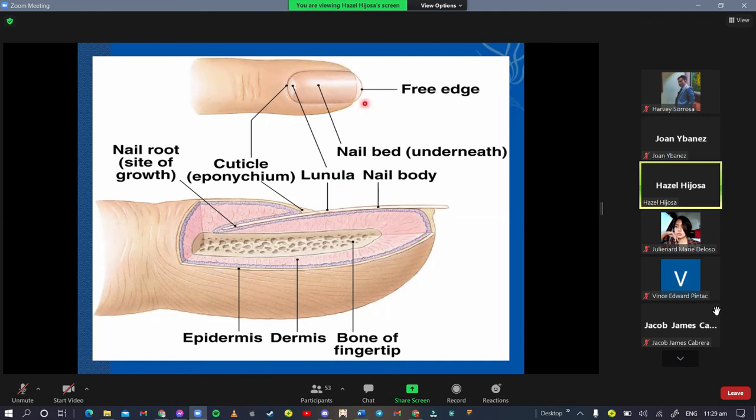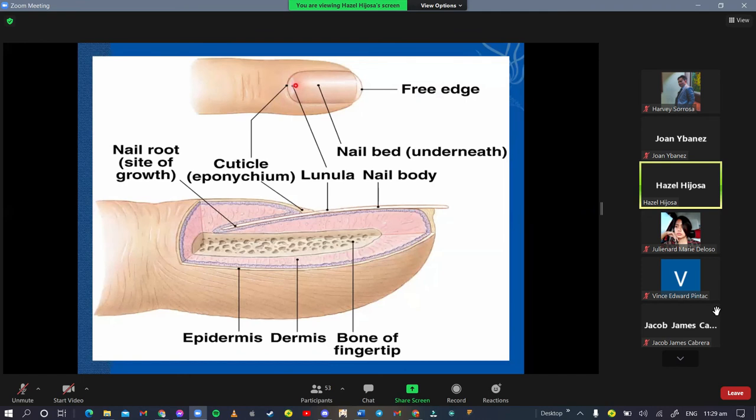Okay, so we have the free edge here, which is the distal part, and it's free of the nail bed. Then the visible part is known as the body. This covers and is strongly attached to the underlying nail bed. And the most proximal portion is known as the nail root, which is covered by a skin fold. So this covers the cells of the germinative zone or the matrix.